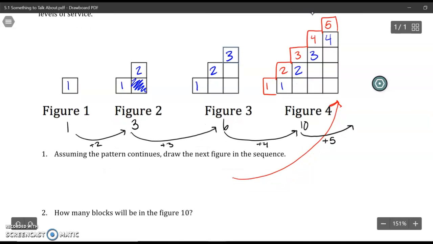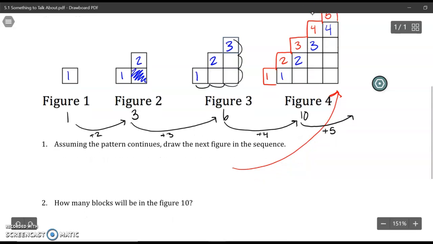Okay, one way to figure out how many blocks are in figure 10 is to actually draw the picture, right? We know that in each of these figures, like with figure 3, we had 3 blocks along the bottom side and then 3 blocks along the top. So you could draw 10 across and 10 up and then fill in the spaces in between. I don't really want to draw a giant figure like that, so I'm just going to do a bunch of adding.